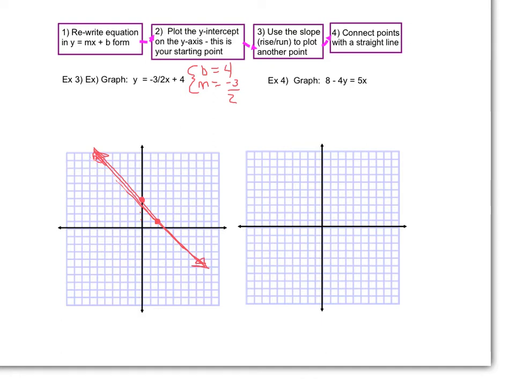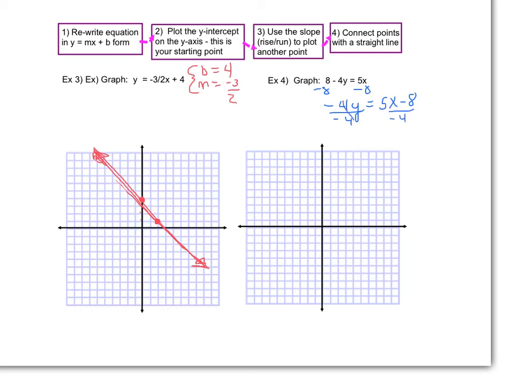And then looking at one final example, again, if you haven't tried one, this would be a great one for you to try. First thing I'm going to do is rewrite it in y equals mx plus b form. So I'm going to go ahead and subtract 8 to get y by itself, and I'll have minus 4y equals 5x minus 8. I forgot my x, so let me erase that. And then I'm going to go ahead and divide by negative 4 to get y by itself.